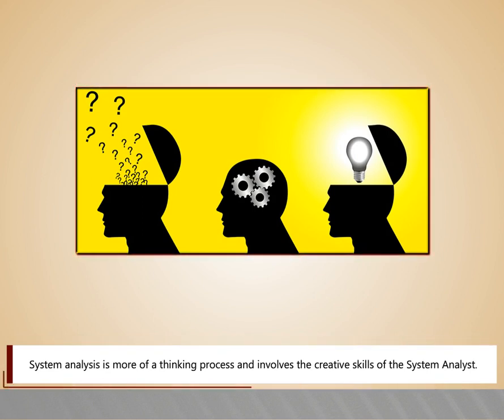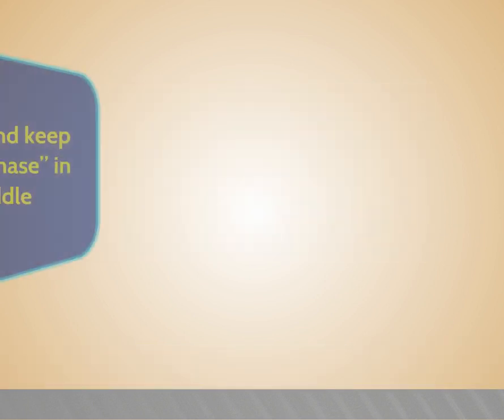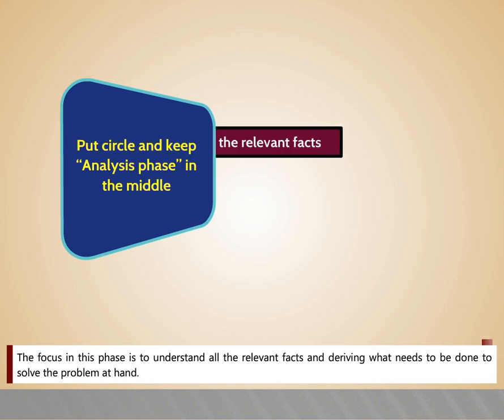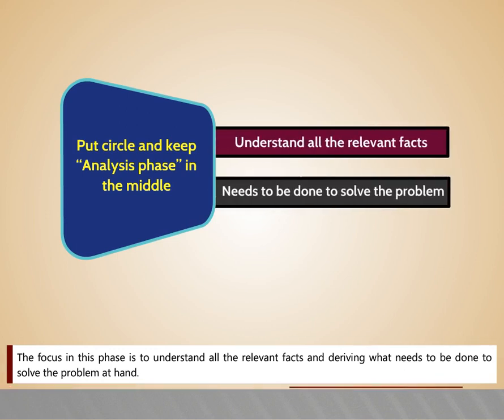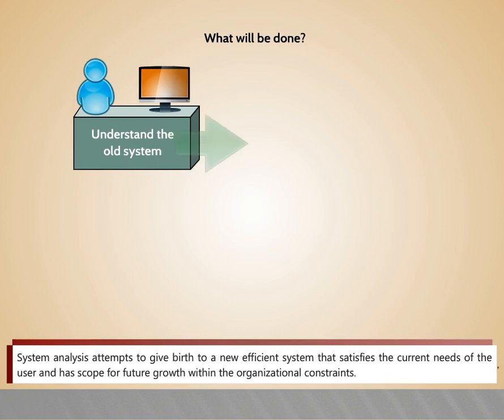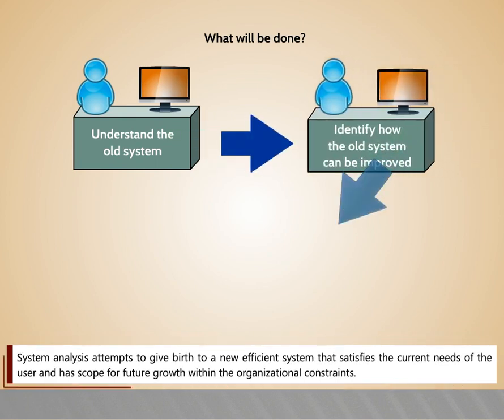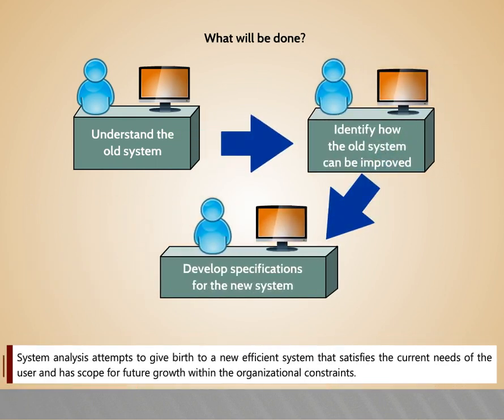System analysis is more of a thinking process and involves the creative skills of the system analyst. The focus in this phase is to understand all the relevant facts and derive what needs to be done to solve the problem at hand. System analysis attempts to give birth to a new efficient system that satisfies the current needs of the user and has scope for future growth within the organizational constraints.